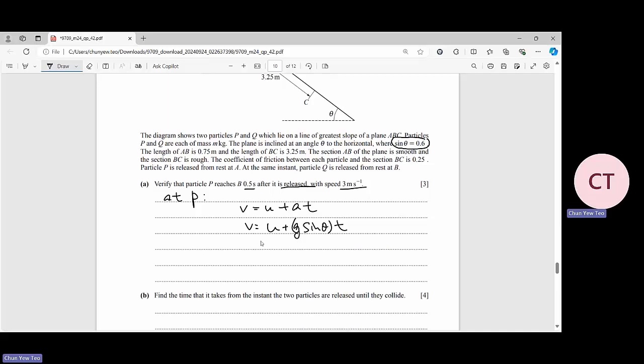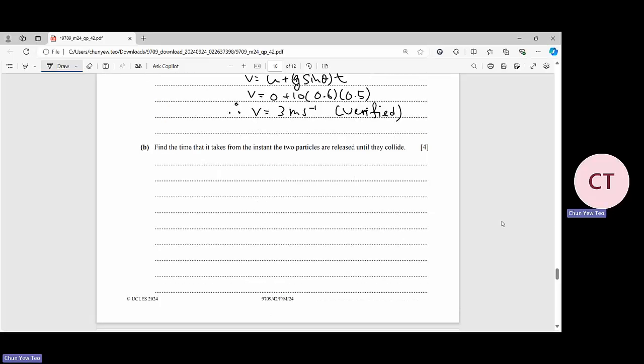So u is 0, g is 10, sin theta is 0.6, and the time is 0.5 seconds. Press the calculator, you get the answer as 3. Okay, verified. So this is how you get the answer for part A.